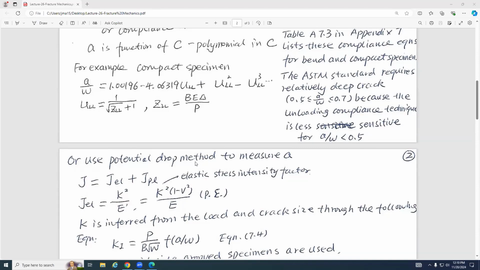So I can just draw this one schematically. You should know this is the voltage potential drop, and this is what we have learned. And suppose, without loss of generality, we use the compact specimen. So here, this one is a notch. Here we have voltage, we have a battery, on these two ends. Okay, so this is a crack.